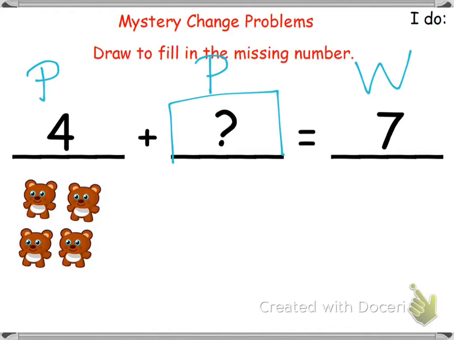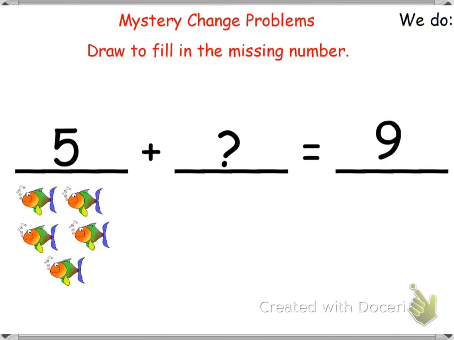Remember, it's part plus our other part equals our whole. So we have 4 plus some equals 7. They already give us 4. Well, let's keep on adding until we get to 7, which is our whole. So we have 4. And then you can do circles or X's. Doesn't matter which one. So 4, 5, 6, 7. Well, how many did I just add? 1, 2, 3. Oh, mystery number is 3. 4 plus 3 equals 7.